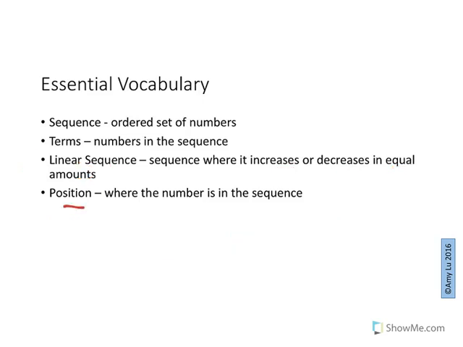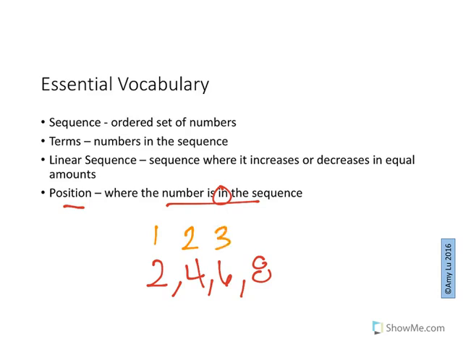The position is where the number is in the sequence. So you have the sequence 2, 4, 6, 8. The 2 is in the first position. The 4 is in the second position. The 6 is in the third position. The 8 is in the fourth position. That is what position means, where it is in the sequence. Kind of like a race. First place, second place, third place, fourth place.